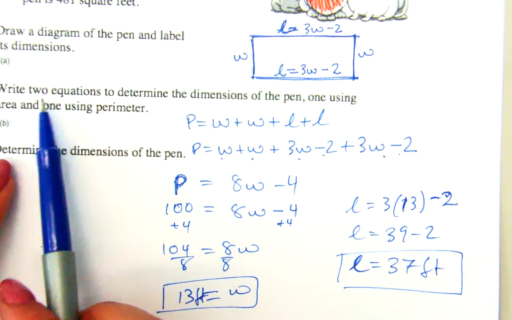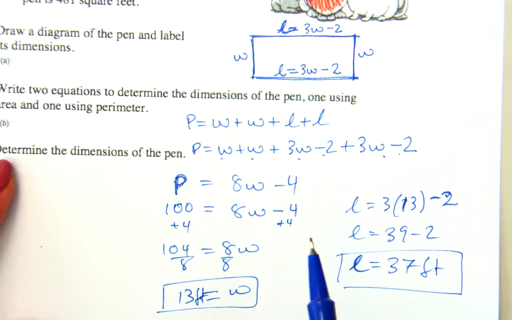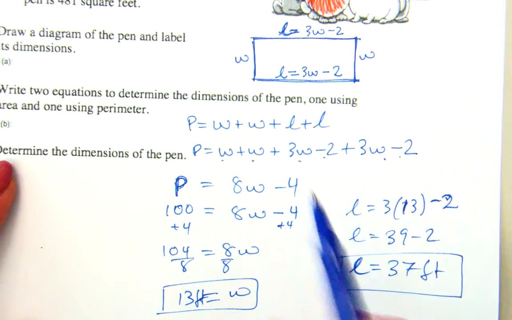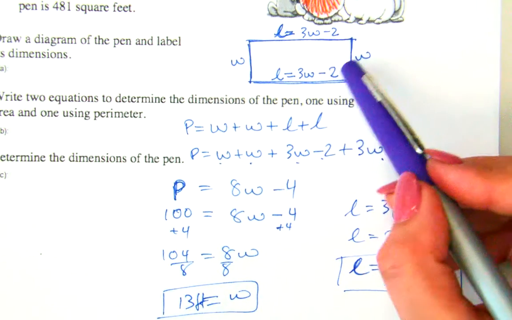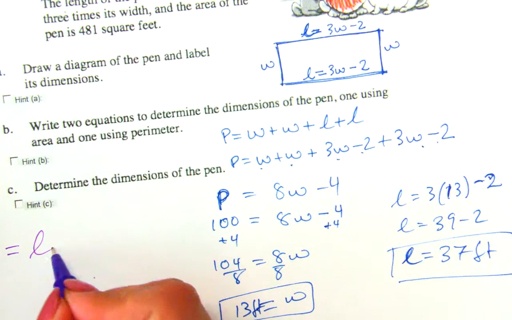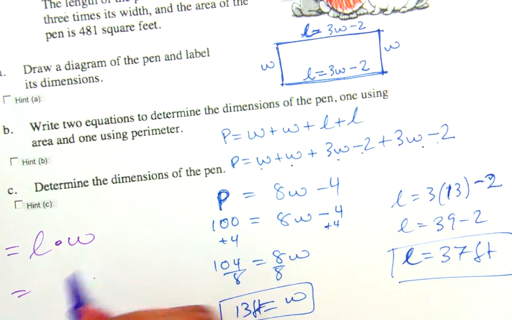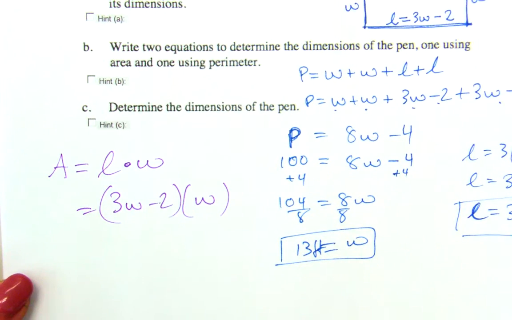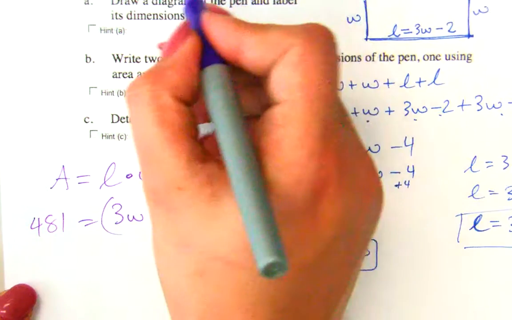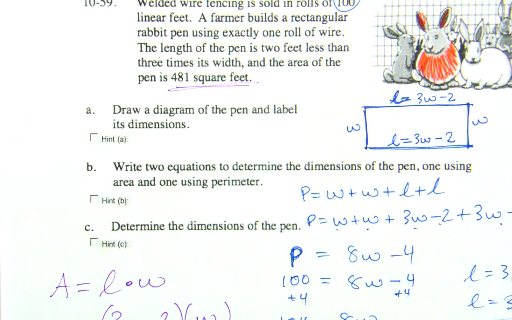Okay, so that pretty much takes care of part C because we wanted the dimensions of the pen. But it does say to write two equations to determine dimensions of the pen, one using the area and one using the perimeter. We only did the perimeter one, which is, okay, fine. If you wanted to use the area one, area is just length times the width. The length is 3w minus 2. The width is just w. The area is 481 square feet, because it actually said that in the problem all the way back at the top.